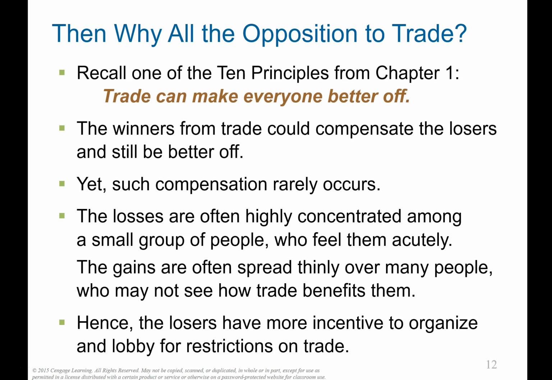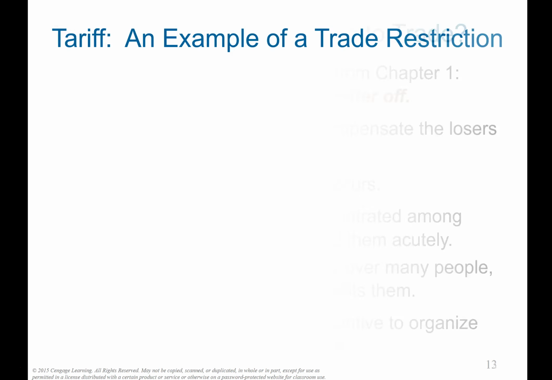And so what happens is the losers, who tend to be very vocal about their losses, have more incentive to get together and lobby for restrictions on trade. They can go to the government and say, hey, we're being badly hurt by this competition from outside the country. And the people who are benefiting from that really aren't saying anything, because often we don't even notice the benefit. But the losers feel it strongly, so they have a real strong reason to get together, to organize, to go to the government and ask for protections from trade, from international trade.